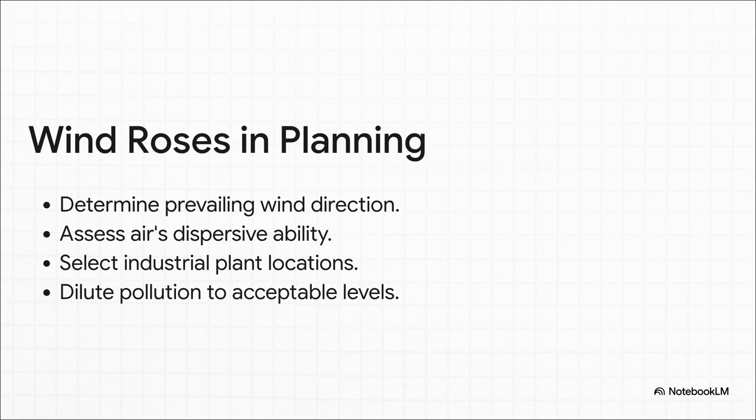So here's the bottom line. City planners and engineers use windroses to make some really big decisions. By figuring out the main or prevailing wind direction, they can decide to build a new factory where its emissions are most likely to blow away from neighborhoods, parks, and schools. It's all about using data to design smarter, healthier places for us to live.